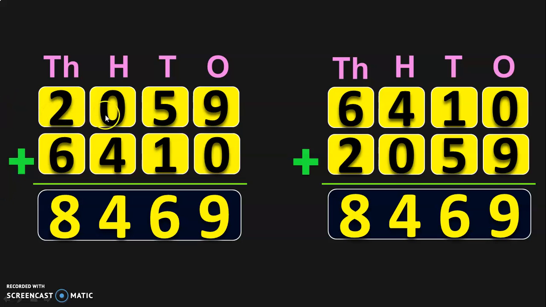To make it more understandable, let me give you a practical example. Suppose in a school there are 2059 boys and 6410 girls, then the total number of students in the school will be 8469. Suppose you add the girls first and then the number of boys next, then the answer is going to remain the same. So this verifies the first property, which is the order property of addition. Two numbers can be added in any order. Their sum will remain the same.